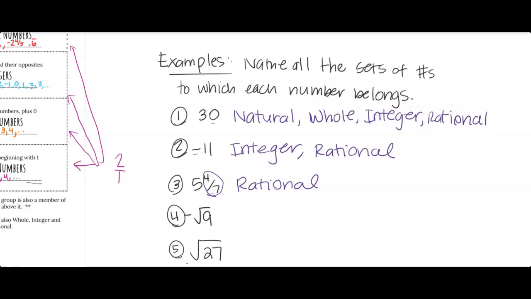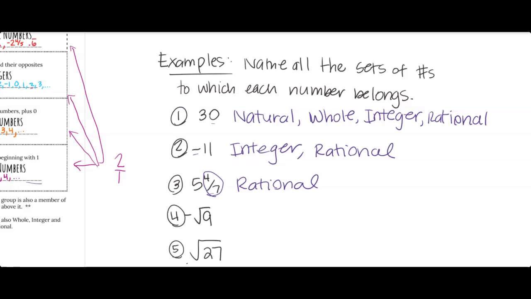Really, we should have also been writing real for each of these, but we're just going to take that one as is. Number 4, negative square root of 9. So this one we have to think about. So we said if it was an imperfect square root or non-perfect square root, that it would be irrational. So we got to think, is the square root of 9 a perfect square or not?